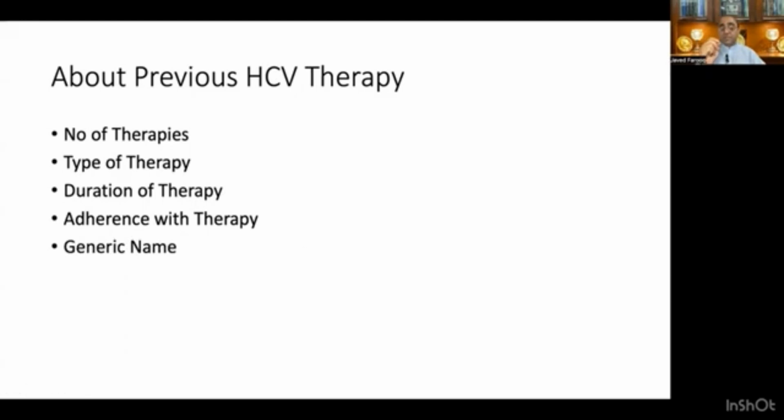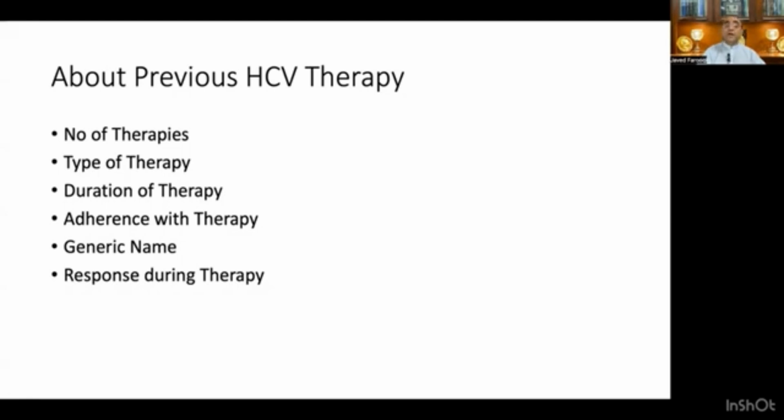I've seen that even with good molecules, the generic or the manufacturing pharma does matter, and a drug may be of low quality or have poor bioavailability. So this is very important. And of course, whether the response was checked during therapy. This was especially important for interferon, whether the response was checked during therapy or not.